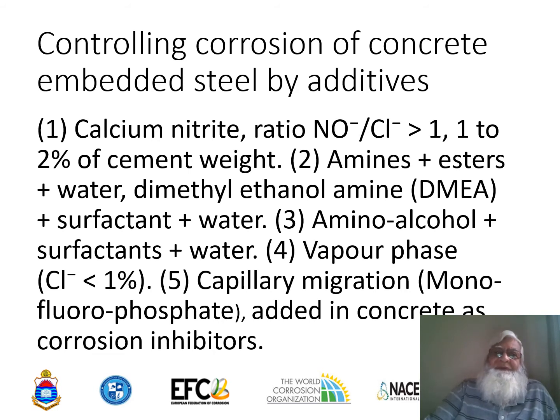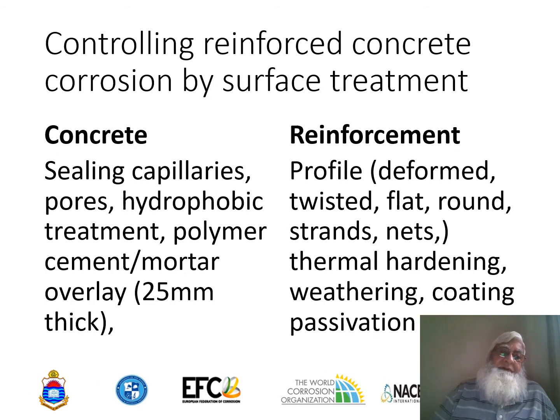Other inhibitors are based on organics like amines, esters, dimethylethanolamine plus surfactants and water, amino alcohol surfactants plus water, and vapor phase inhibitor, in which the vapor phase inhibitor is only useful when the chlorides are less than 1% of the concrete. Then there are capillary migration inhibitors which can pass through the capillaries of the concrete and eventually reach the reinforcements. And these are added as corrosion inhibitors.